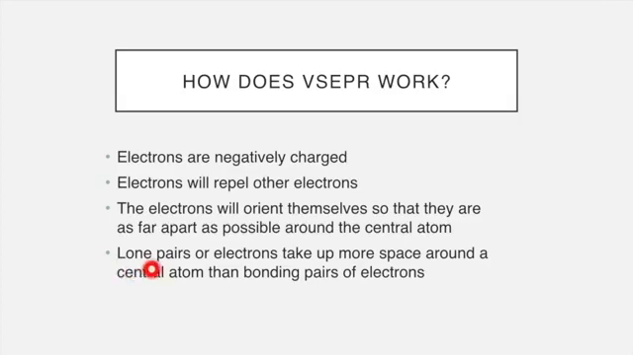And also, lone pairs of electrons take up more space around a central atom than bonding pairs of electrons. Because bonding pairs of electrons are shared between 2 atoms, it's possible to move those a little bit closer together than it is a lone pair. A lone pair is only on that individual atom. It's not being shared, so those electrons spend all their time around that atom. It needs more room because of that.